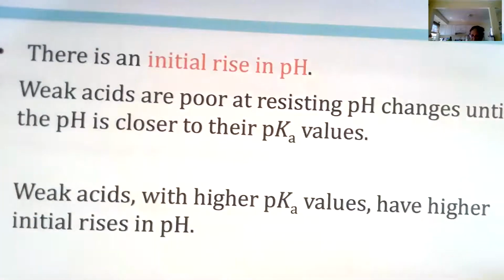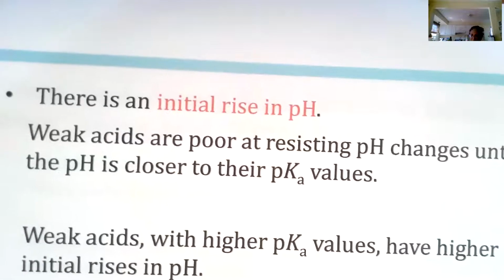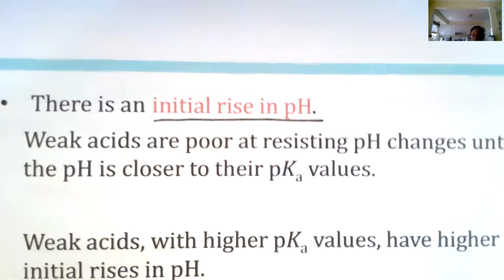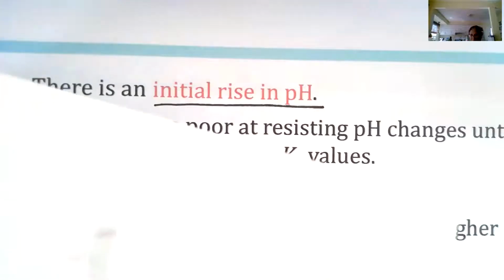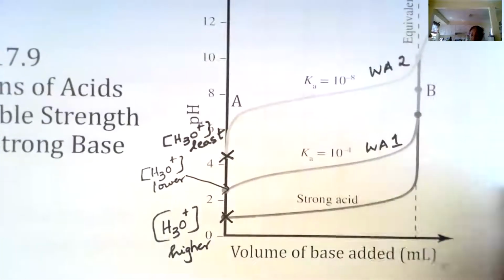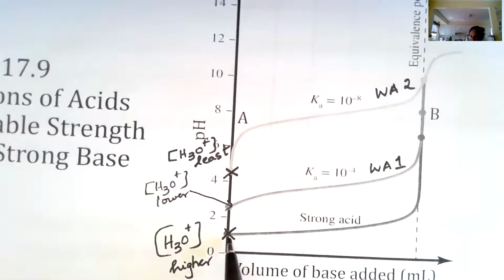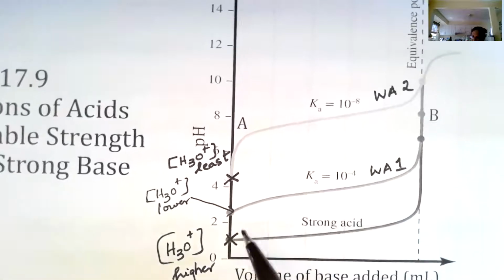Now going on to the next slide. Now they are looking at the initial rise in pH. Okay, so that's the next stage. We looked at what happens initially, right at the beginning. And then we're going to look at how this thing is almost flat here, and then it starts jumping there. But look at the weak acids.